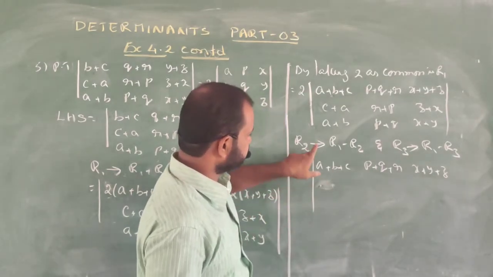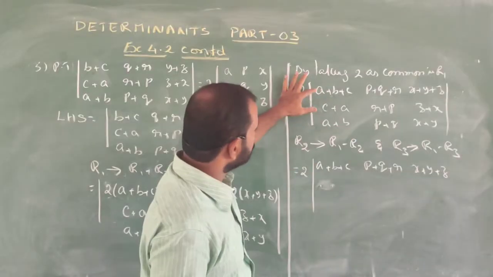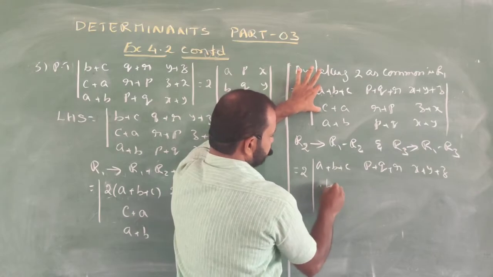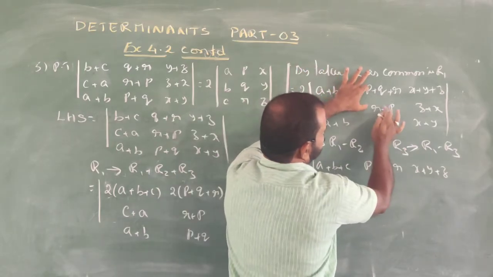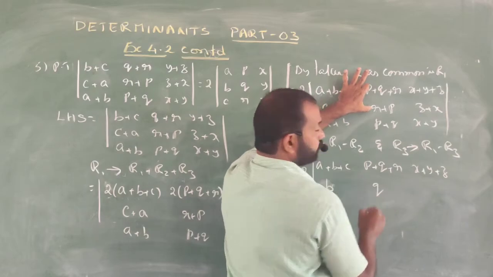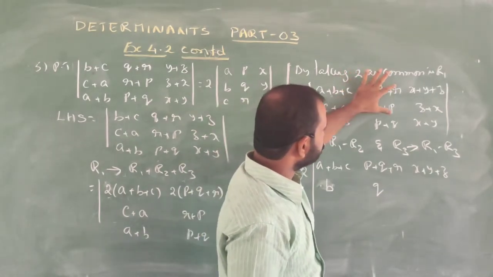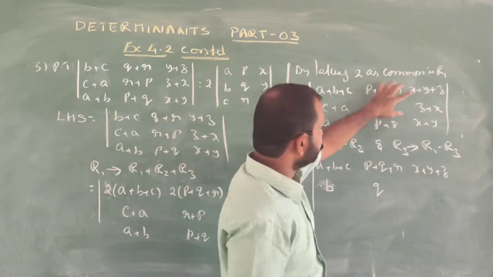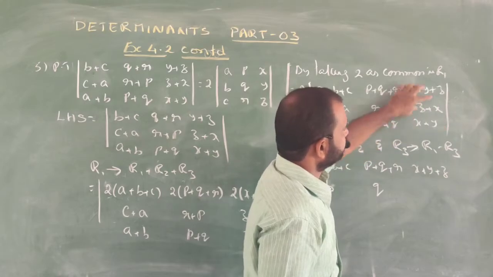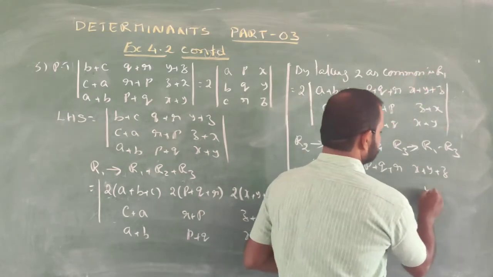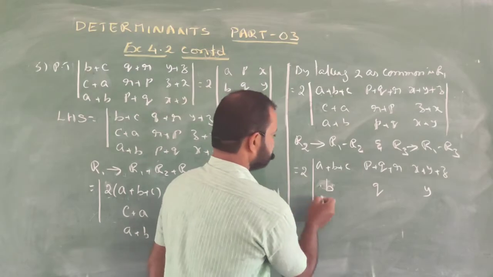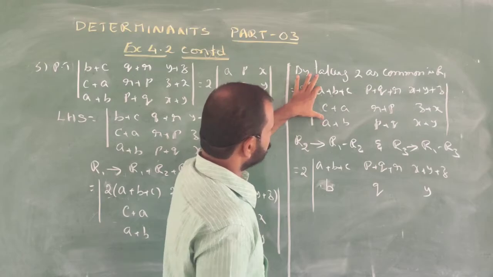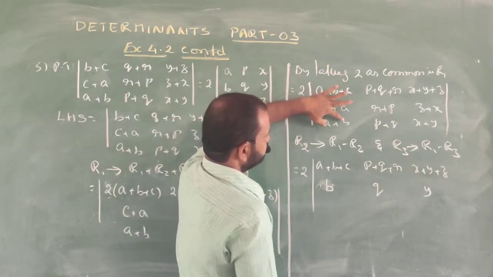Now let me apply this operation. R2 as R1 minus R2. a cancels, c and c cancel, therefore this will be b. And here p and p cancel, r and r cancel, it will be q. I hope you are understanding. p plus q plus r minus r minus p, r minus r, p minus p. In the same way, x plus y plus z minus z minus x, so this will be y. Next, the last one is R3 as R1 minus R3. a plus b plus c minus a minus b.